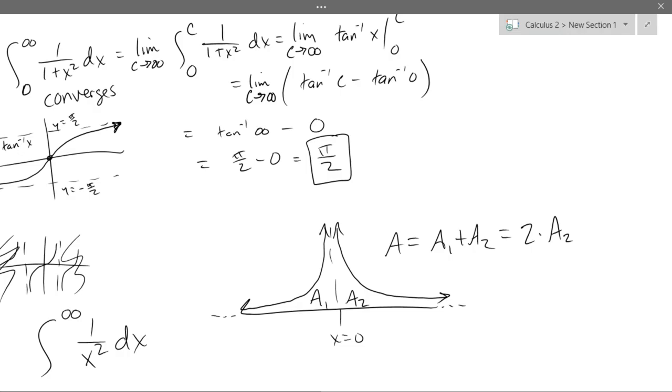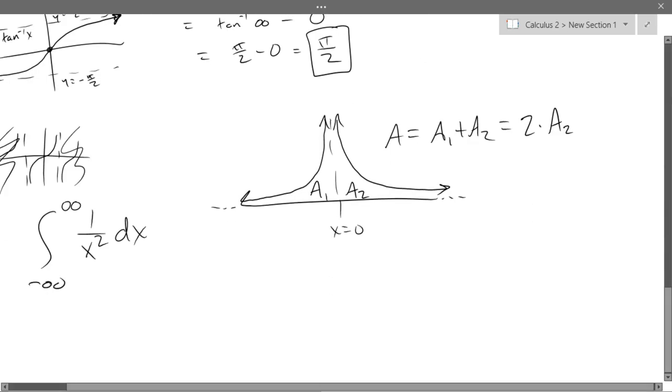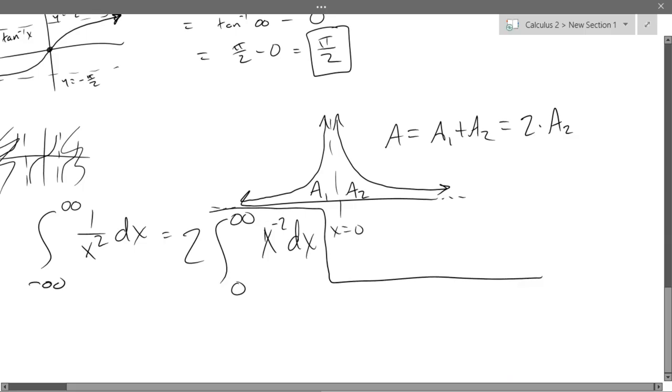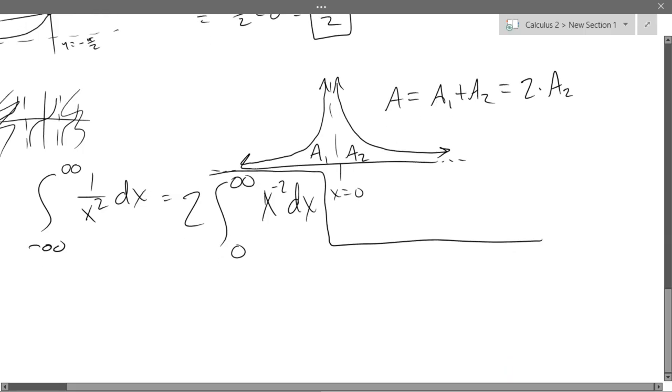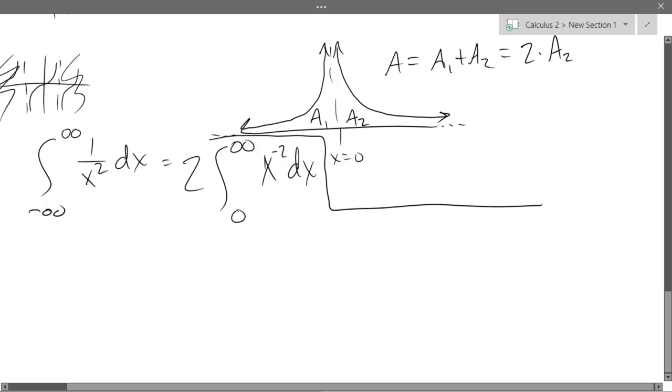Actually, let's do area 2. That'll be the positive one. No reason to go with the more difficult one. So we're just going to get 2 times area 2. So we're going to use the symmetry to avoid having both infinities and both sides of the asymptote. So we're going to just go from 0 to infinity. So we're going to get 2 times integral 0 to infinity. And we'll write it as x to the negative 2 dx.